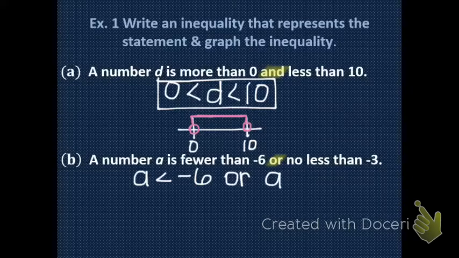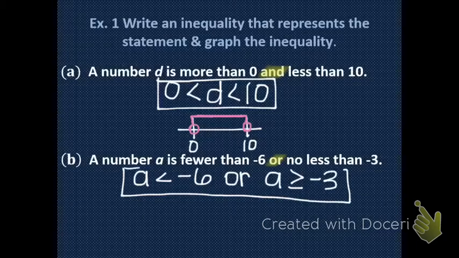Greater than or less than? This is my greater than symbol. Could it be exactly -3? Kalani, could it be less than, or could it be exactly equal to -3? Yes. So it's greater than or equal to, and it's -3. So this is my final compound inequality.